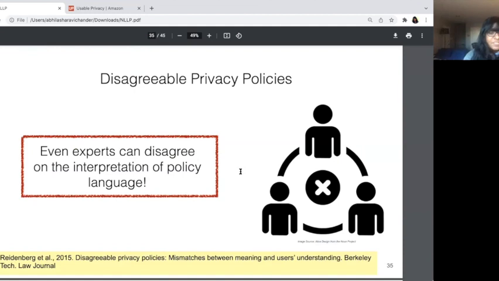But we also see that the problem space itself is complex. The study by Reidenberg et al. found that even experts can disagree on the interpretation of policy language. And the fact that experts and humans interpret policy language differently means that this is actually a really challenging task even for humans. And this has implications for how we would be able to construct any automated technologies in this space.